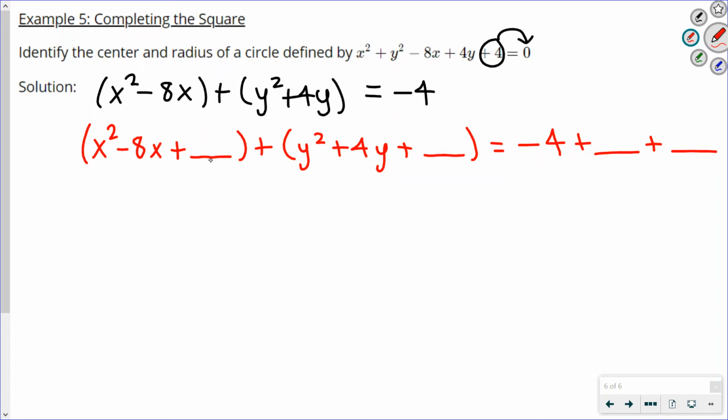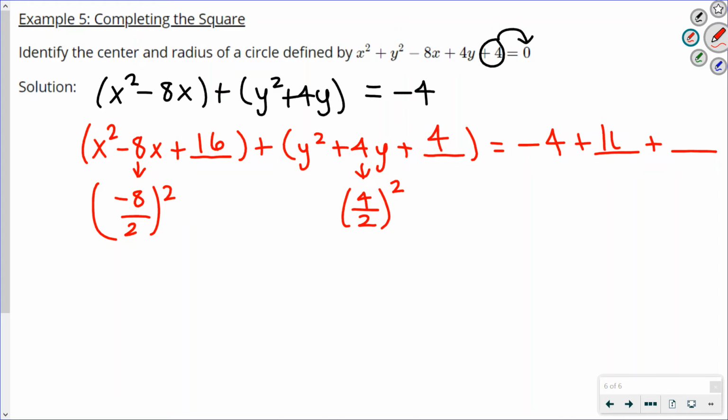What number goes in this blank? We take the middle term, we divide it by 2, and then we square it. Negative 8 divided by 2 is negative 4, and negative 4 squared is 16. Over here, we take our middle term, divide it by 2, and square it. 4 divided by 2 is 2, and 2 squared is 4. So in these blanks, we also put that 16 and that 4.